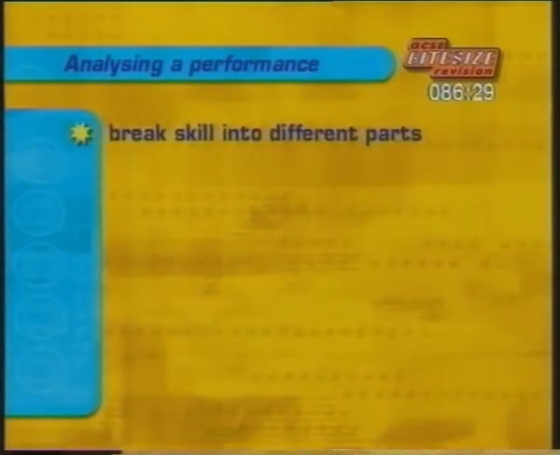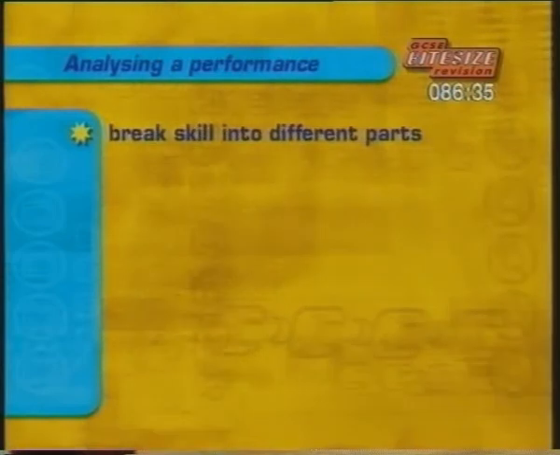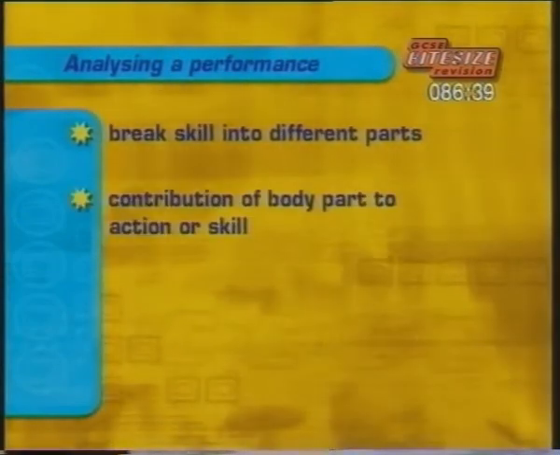So where do you begin when analysing a performance in your exam? First, break down the skill into different parts. Start from ground level and observe the movement of the feet, legs, torso, arms, hands and head. Then decide what each body part contributes to the whole movement, action or skill.